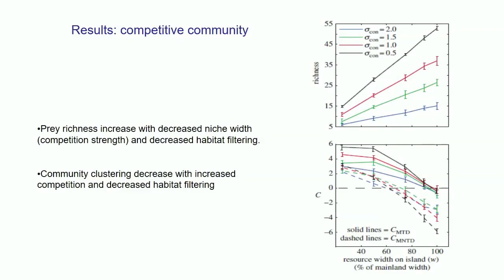So to the results, starting with the reference communities having only prey in there, we see that prey richness increases with decreasing prey niche width, and it also increases with lower habitat filtering. Note here that habitat filtering decreases along the x-axis. Community clustering decreases along that same parameter space.